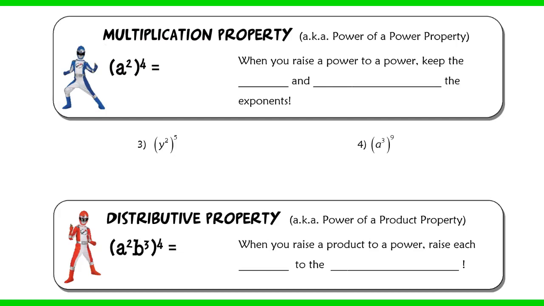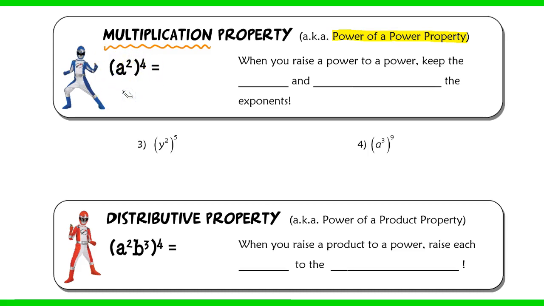Okay, now moving on to our second property. This property is called the power of a power property. And we nicknamed it the multiplication property. So I'm going to guess that we're probably going to be multiplying here. But let me explain why we're going to multiply here instead of add. So this is when we see a power here. So here we've got a to the second power, and it's got parentheses around it, and it's raised to another power here, the fourth power.